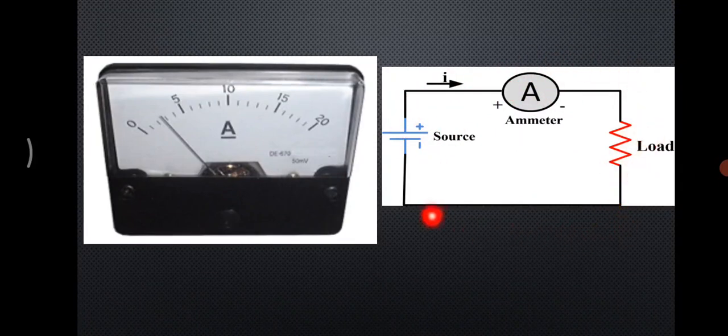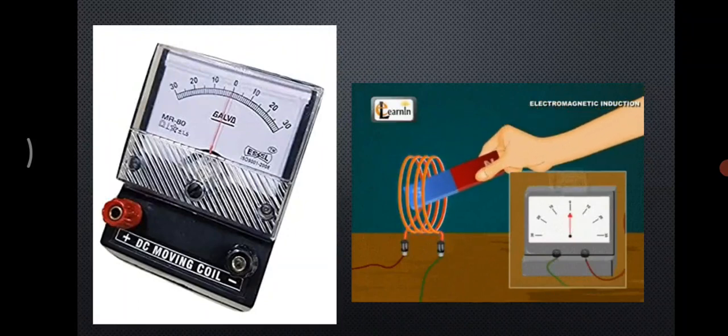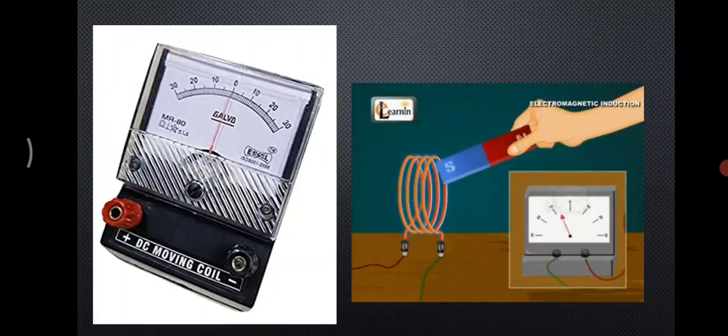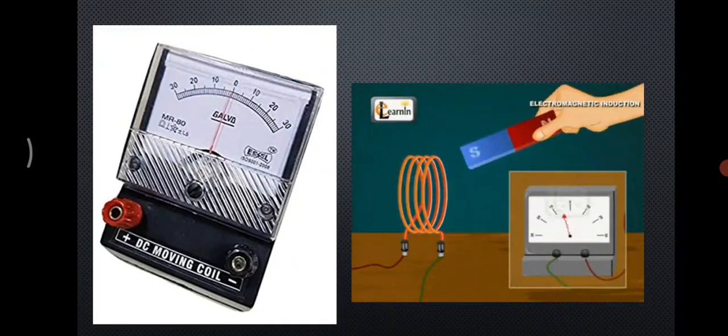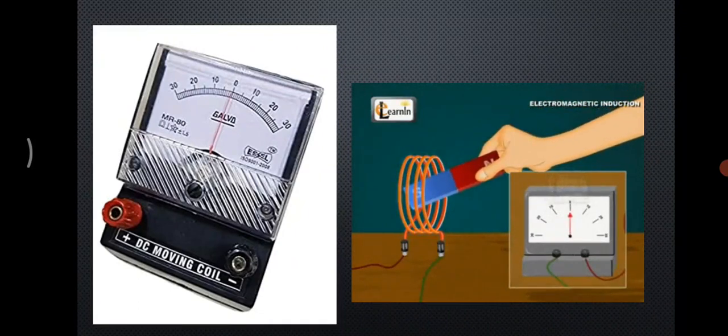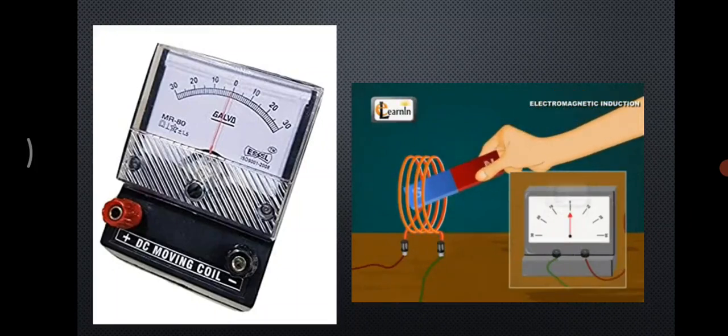Remember, the ammeter is a device used to measure current, and its zero starts from one end, not from the middle. One more device is the galvanometer. The galvanometer also measures current. It works like an ammeter, but it can also measure very small amounts of current.